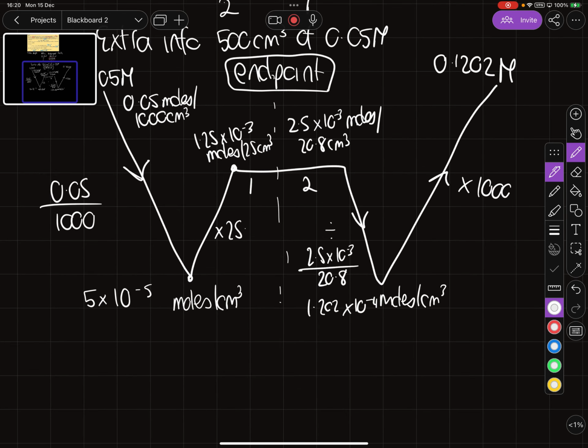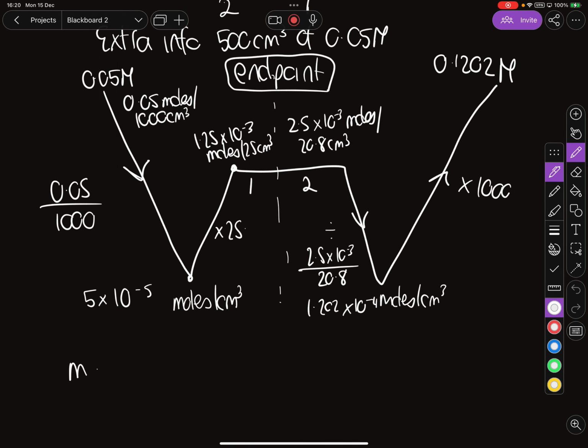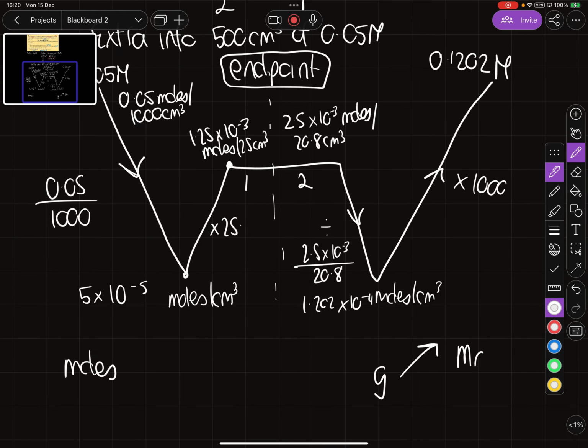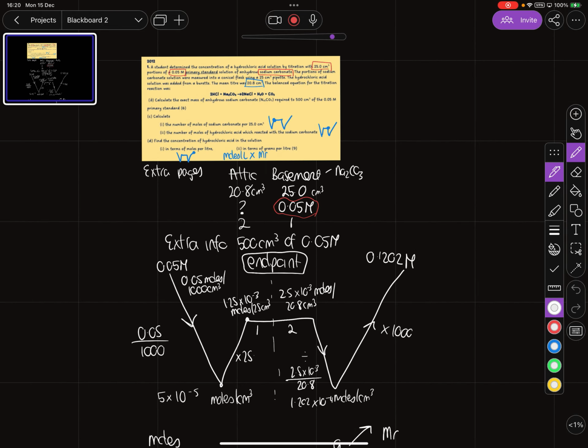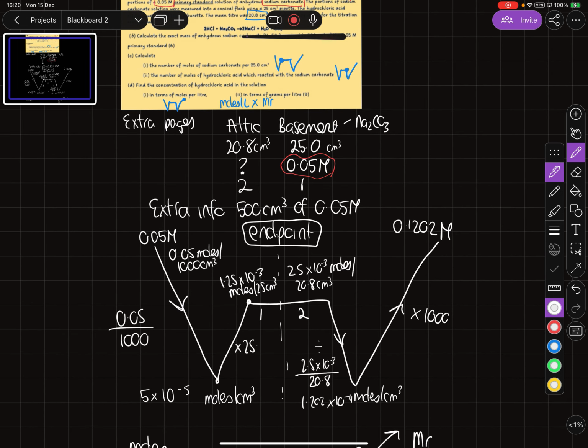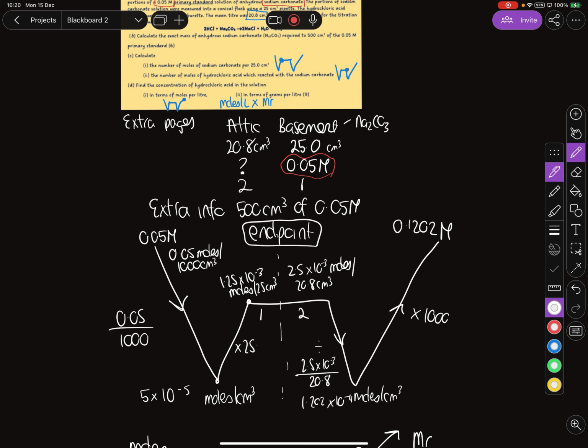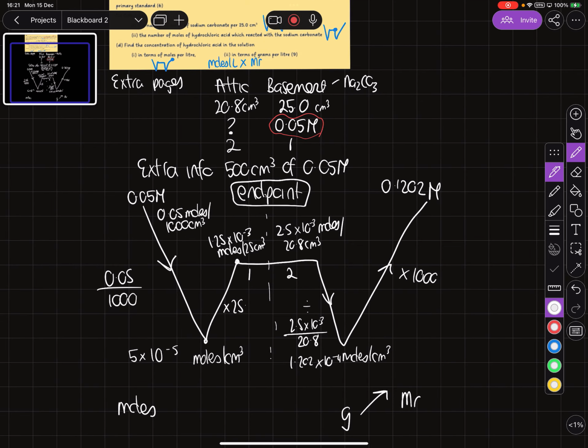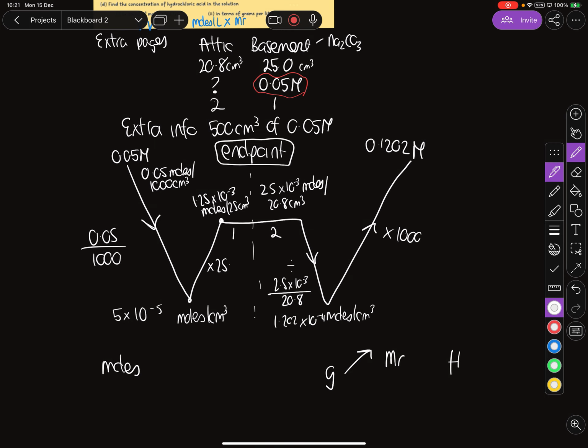We know we have to calculate grams in a litre. So we know that we have moles. We know we want to get to grams. You should know by now that every time we have to get to grams, there has to be a molar mass calculation. So we are looking for the concentration of HCl. So it should be a H and a Cl.